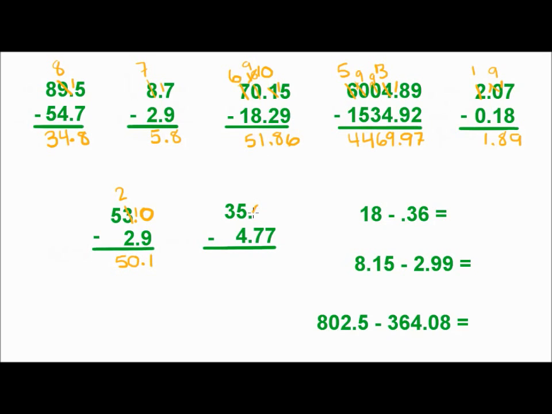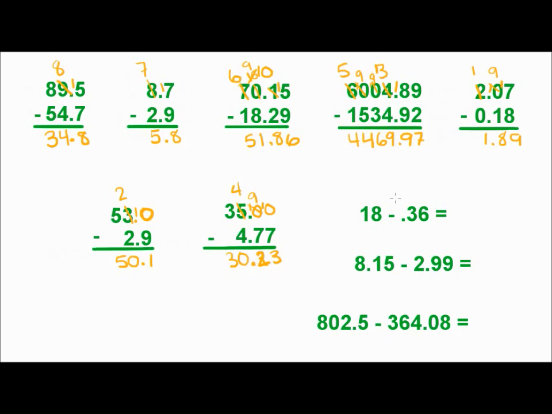Over here, we're going to put in 2 0 placeholders. 0 minus 7, we have to come all the way to the 5, make it a 4, make that a 10, cross it out, make it a 9, and make that a 10. 10 minus 7 is 3. 9 minus 7 is 2. Bring down the decimal point. 4 minus 4 is 0, and bring down a 3.